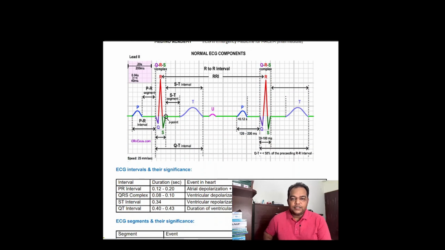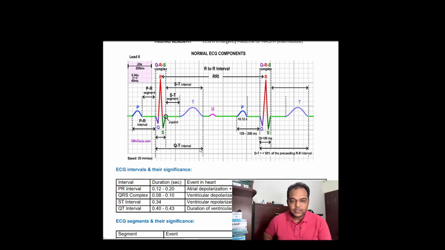This image represents the normal ECG components. This is the P wave, QRS complex, T wave, and U wave. This is the PR interval. It represents the time interval between the onset of the P wave up to the onset of the QRS complex.